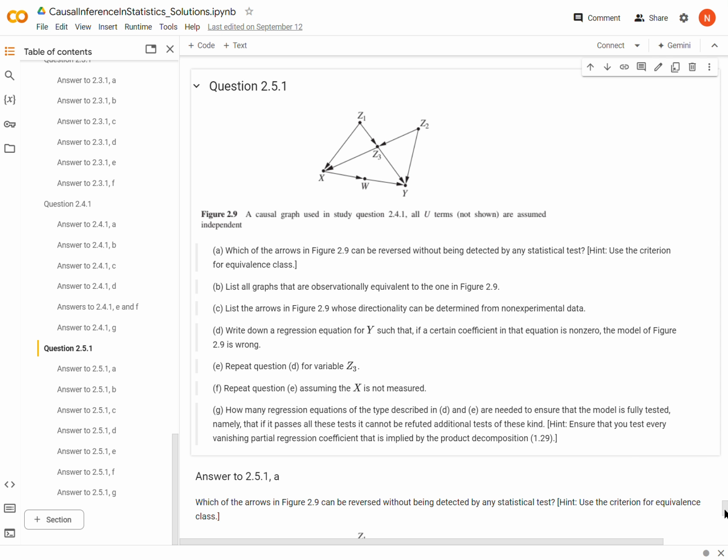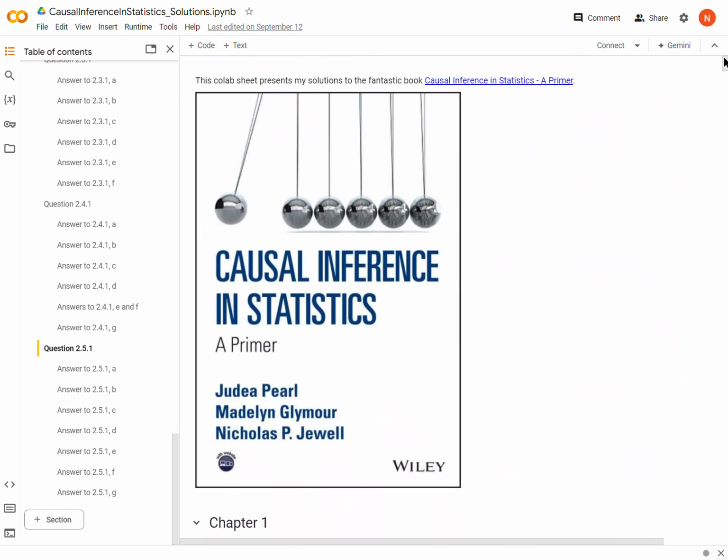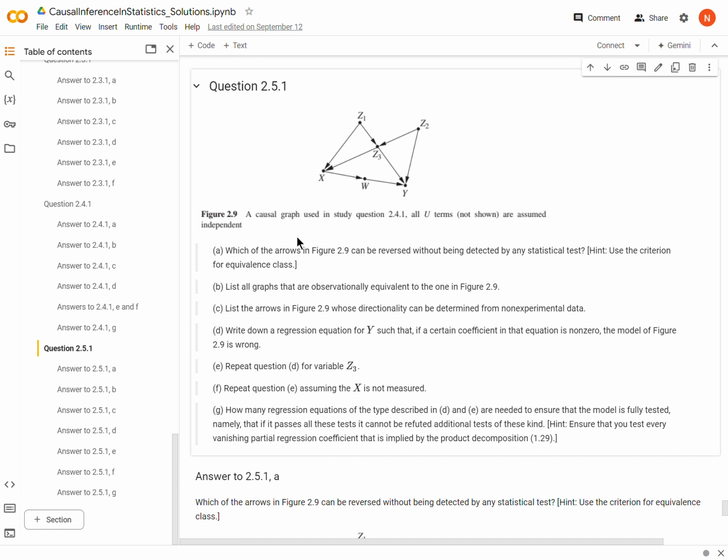Okay, so we are in Causal Inference and Statistics, that book right there, and we're all the way down on question 2.51. It's a multi-parter, so we'll look at them one at a time, but they all center around this DAG right here, and it's reproduced a little below, so we won't have to continually scroll up.